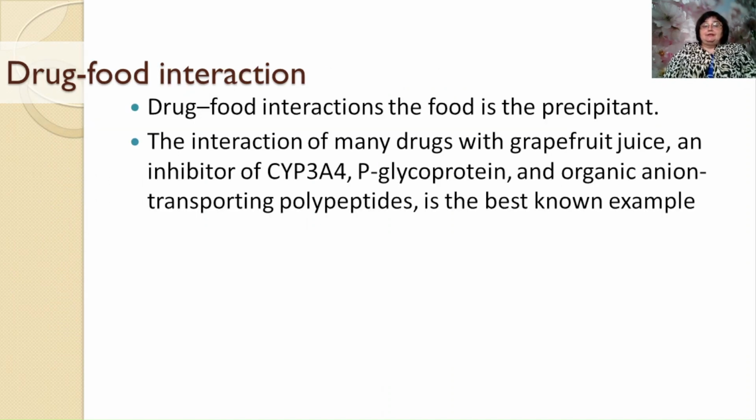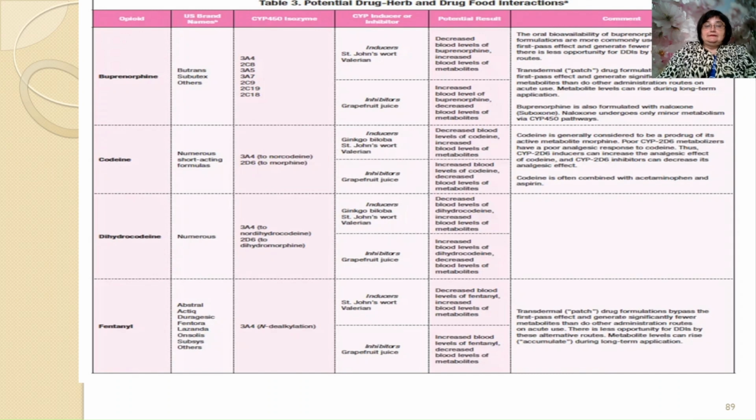Drug-food interaction. It's another page of drug interaction. Another type of drug interaction: drug-food interaction, where the food is the precipitant. The interaction of many drugs with grapefruit juice, an inhibitor of cytochrome 3A4, P-glycoprotein, and organic anion-transporting polypeptides, is the best known example.